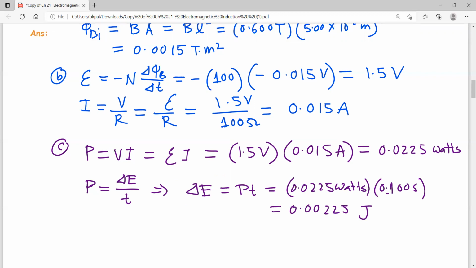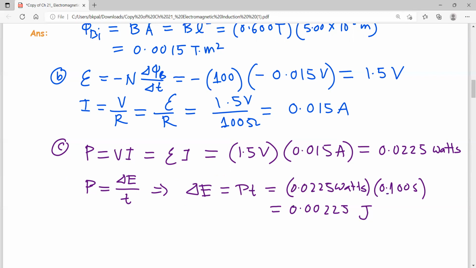Don't confuse power and energy. I initially thought I had to calculate the power, because power is the most common thing to calculate in an electric circuit. That's why I thought initially it was power, but it asks us to calculate the energy, so we have to multiply the power with time to get the energy.